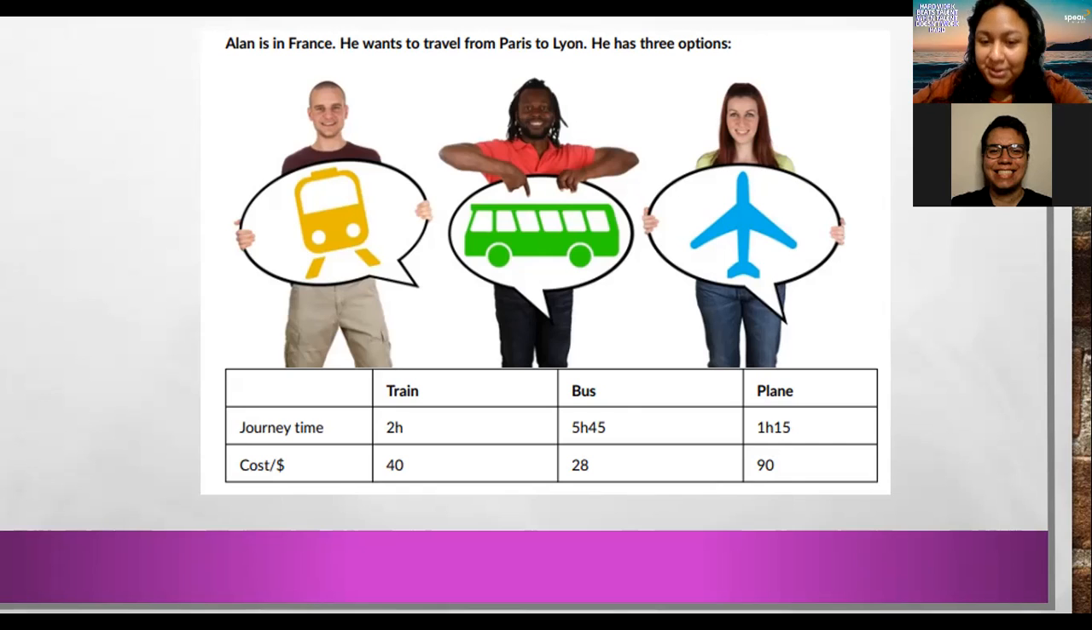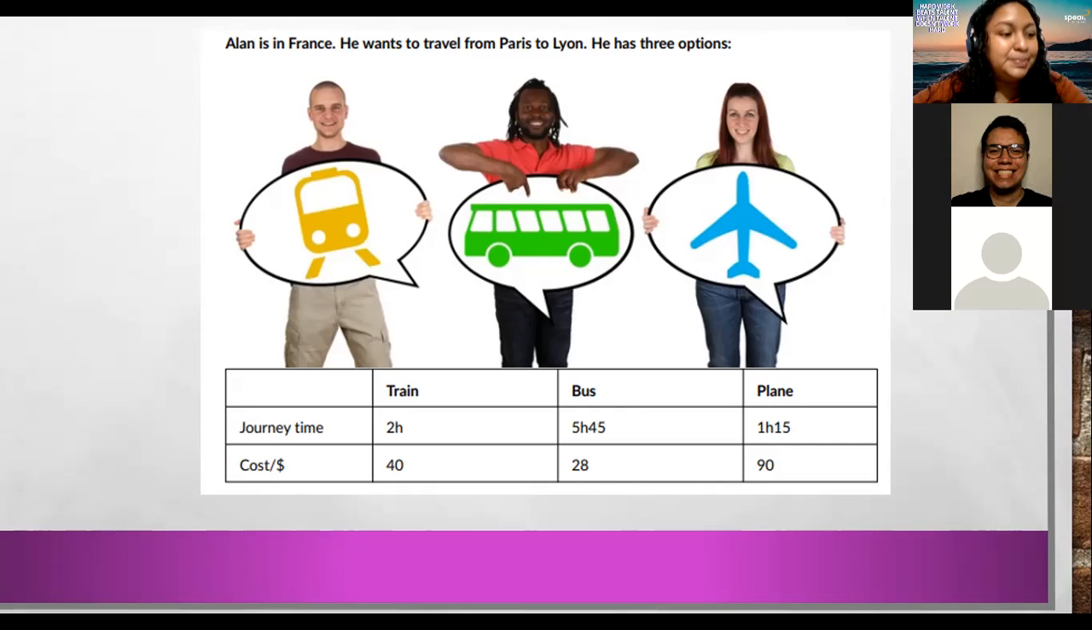All right. Very good. Based on the image, you can see that the journey time for the plane is around 1 hour and 15 minutes, the train takes less than 2 hours, and the bus more, around 5 hours and 15 minutes. Very good observation. Which is the cheapest one? The bus. How much is it? It's $28.